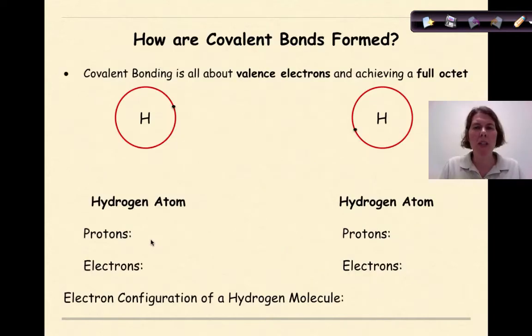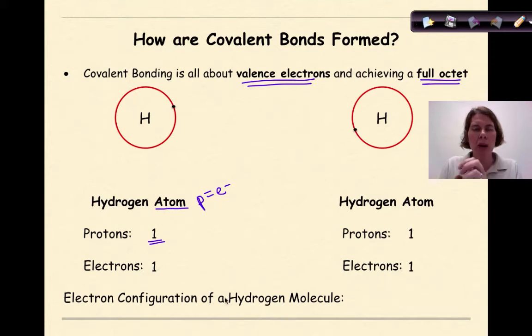So how are covalent bonds formed? Covalent bonding is all about valence electrons and achieving our full octet. Let's look at this situation with two hydrogen atoms, revisiting what we already know about hydrogen atoms. A hydrogen atom has one proton because its atomic number is 1, and because it's referred to as an atom, protons will equal electrons. Therefore the number of electrons for this hydrogen atom will also be 1. Then we go over to this other hydrogen atom, the same thing: one proton, one electron.